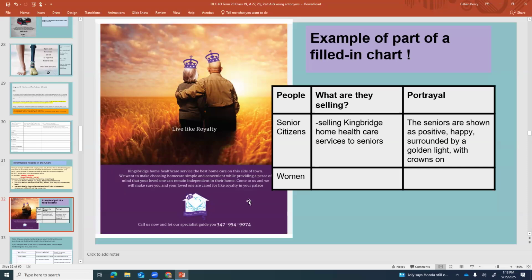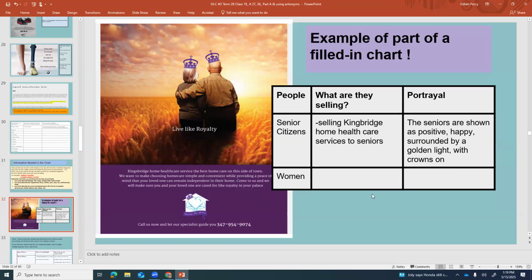And it says Kingsbridge Home Healthcare Service, the best home health care on this side of town. We want to make choosing home care simple and convenient while providing a peace of mind that your loved one can remain independent in their home. Come to us and we will make sure you and your loved one are cared for like royalty in your palace. Call us now and let our specialist guide you. 347-954-9074. So this is an ad that has senior citizens in it.